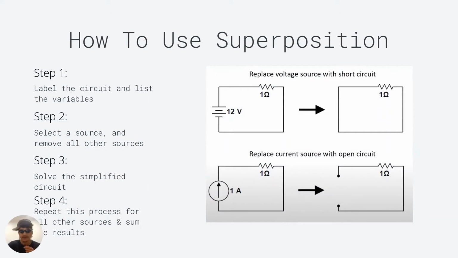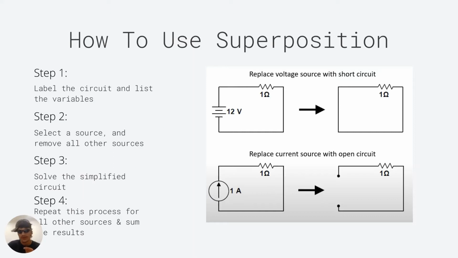Now let's get into the method. Firstly, identify all the variables and list the variables you are trying to find. Next, select the source and remove all remaining sources by replacing any voltage source with a short circuit and replacing any current sources with an open circuit. Now, we are left with a simple circuit which can be solved using Ohm's law or any other appropriate methods.